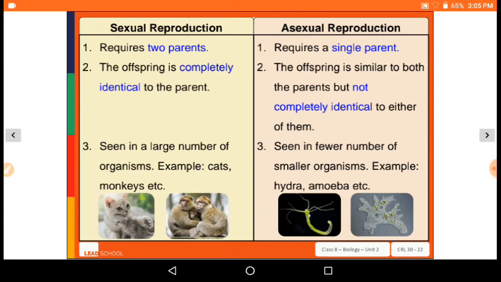In a large number of organisms, for example cats, monkeys, etc., reproduction is sexual. Asexual reproduction occurs in fewer numbers of organisms. For an example, hydras and amoeba, these are all microorganisms.